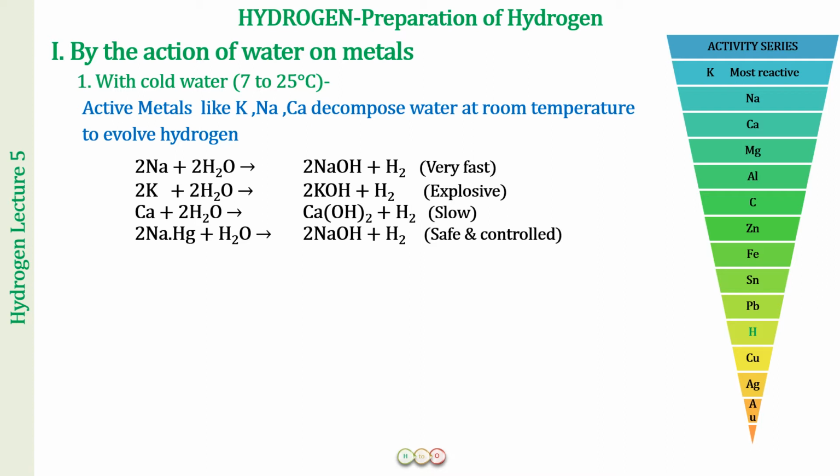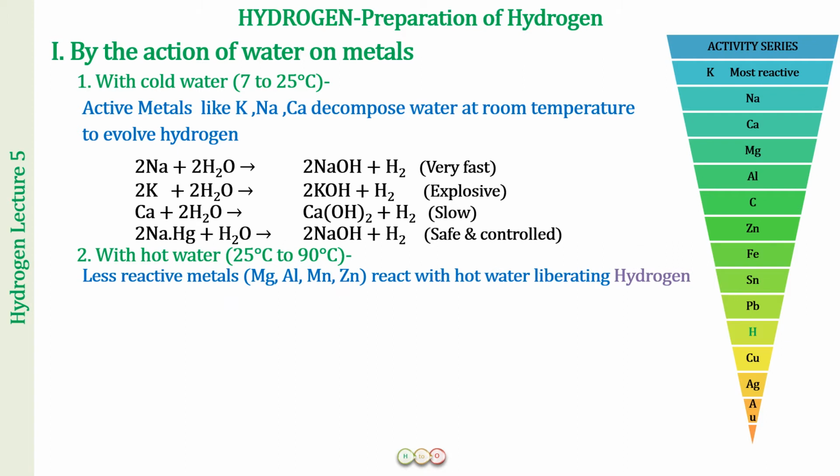You will remember this. Next we have the reaction with hot water, and when I'm saying hot water, it is a temperature of 25 to 90 degrees Celsius. As I was just telling you, it is the less reactive metals like magnesium, aluminium, manganese, zinc which react with hot water to liberate hydrogen. For example, magnesium reacts with water to produce magnesium oxide and hydrogen. All these metals form their corresponding oxides, and hydrogen is released.